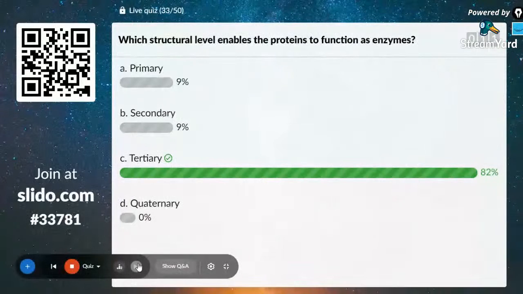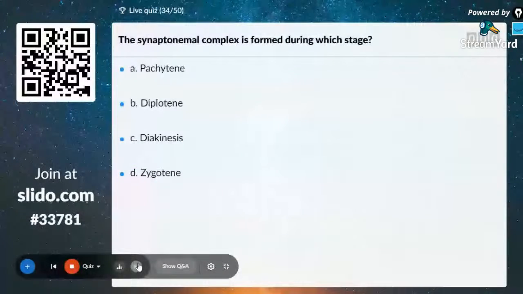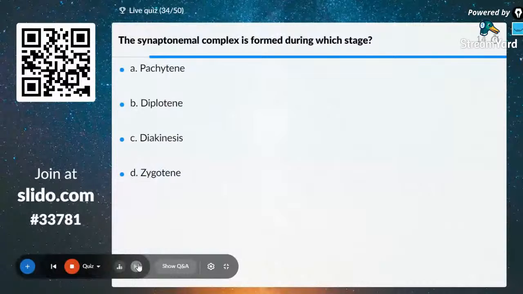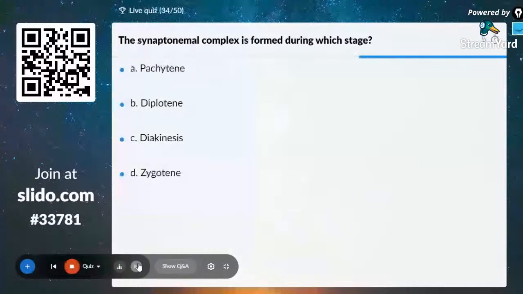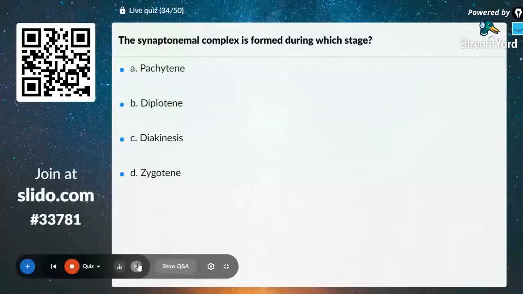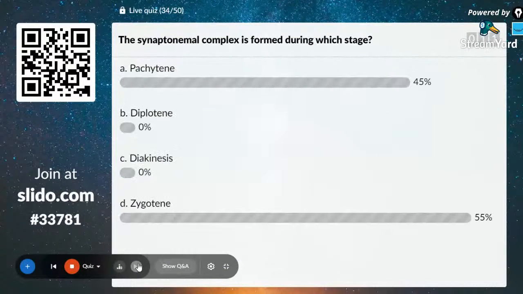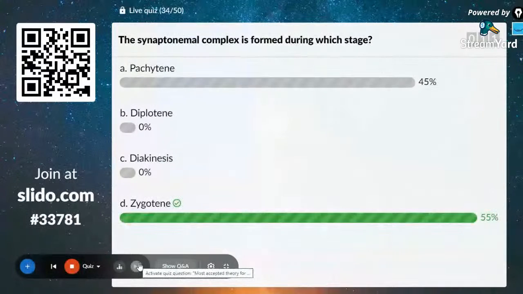The synaptonemal complex is formed during which stage of cell division? Pachytene, diplotene, diakinesis, zygotene. It is zygotene, synaptonemal complex. Synapsis, pairing of homologous chromosomes, occurs during zygotene. Next question on the screen.